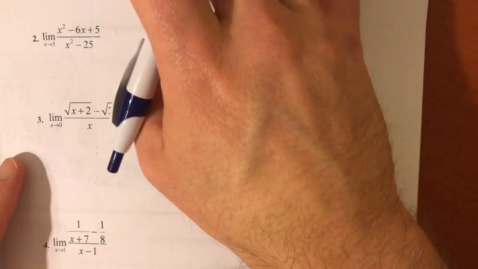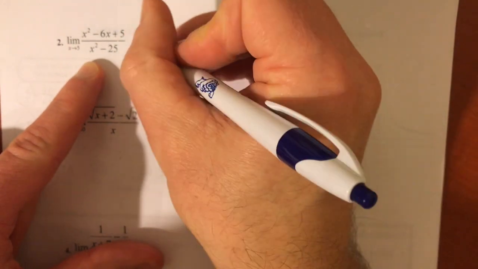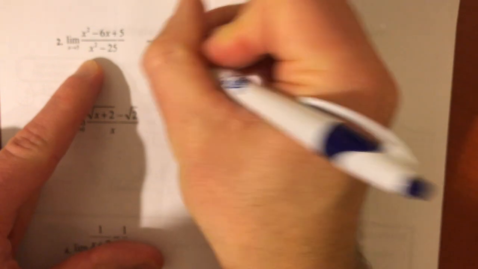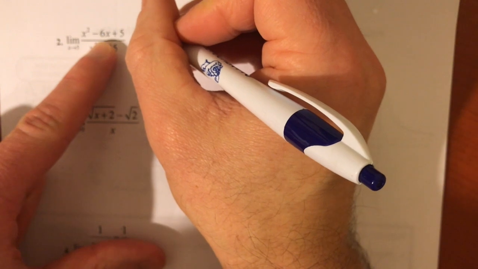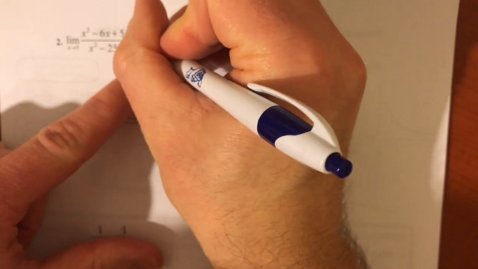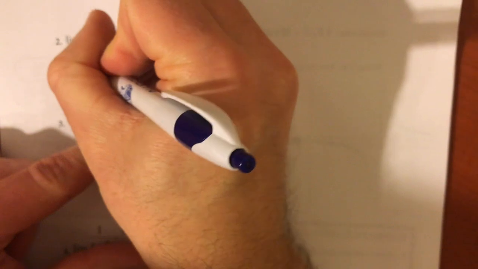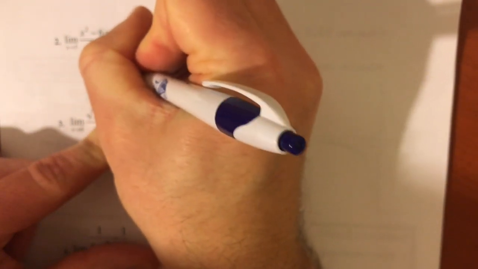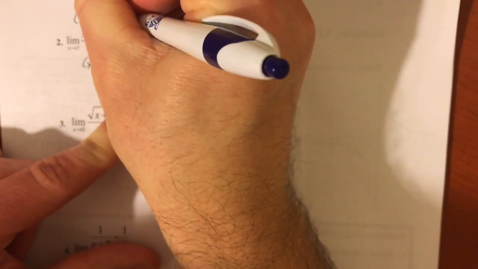Number 2 here. If you plug 5 in, do a little direct substitution, you'll get 0 in the denominator, and in the top, 25 minus 30 is negative 5 plus 5. Again, it's approaching 0 over 0. That's indeterminate. Let's try to factor this and see what we are left with. So that's a difference of two squares, x minus 5, x plus 5. Numerator, nice little trinomial, x minus 5, x minus 1, right?